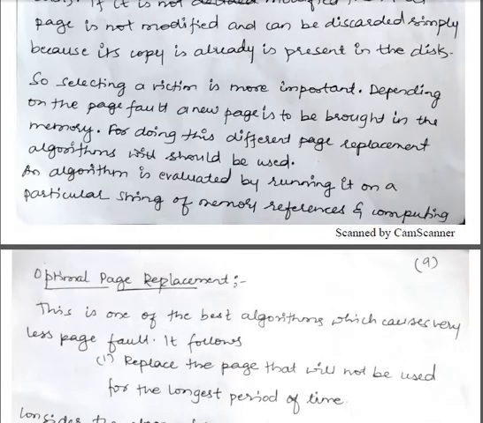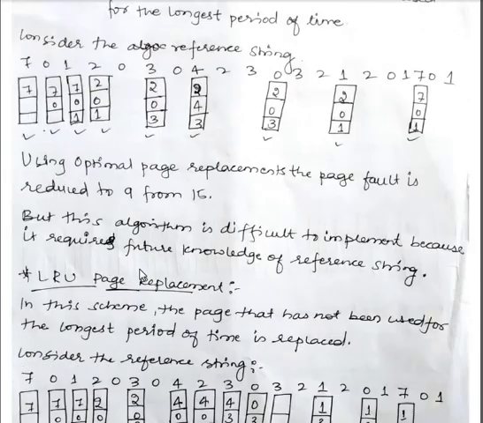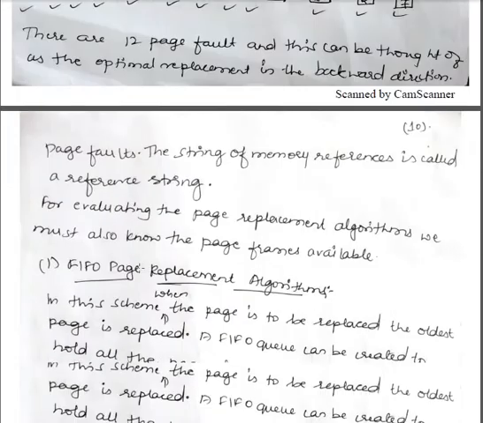Now let us see these one by one. Here you can see the reference string 7, 0, 1, 2, 0, 3. These numbers are the pages. For this reference string, how the algorithm works is found out by counting the page faults. So let us study each algorithm one by one.